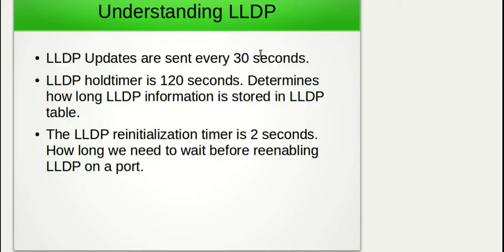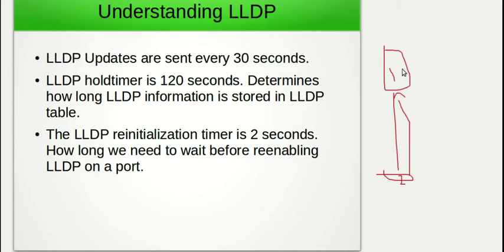So understanding LLDP. LLDP updates are sent every 30 seconds, which is half the time that CDP updates are sent. So we know that CDP updates are sent every 60 seconds. LLDP will send updates every 30 seconds. So imagine we have this scenario, these two switches, switch 1 and switch 2. Switch 2 will send information about itself every 30 seconds to switch 1.